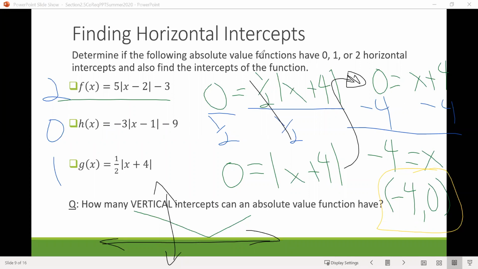No matter how I move this absolute value function here, it looks like it's only ever going to hit that vertical axis once. Okay, so at most, an absolute value function can only ever have one vertical intercept, and in fact, any function can only have one vertical intercept.